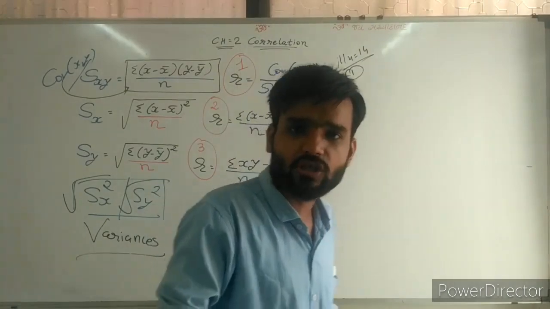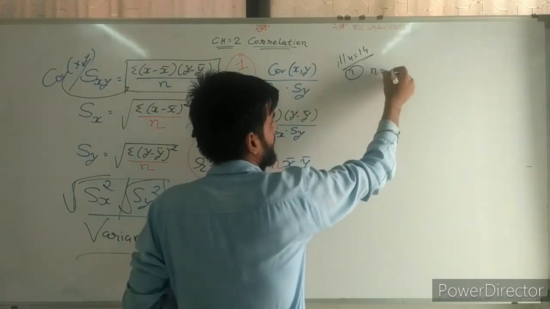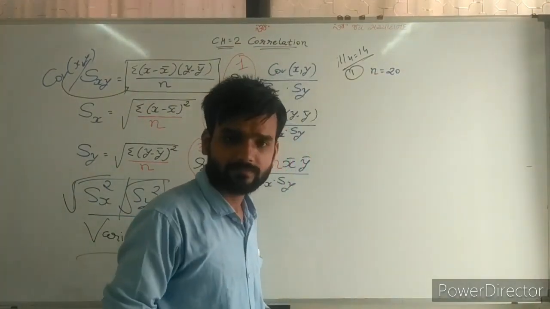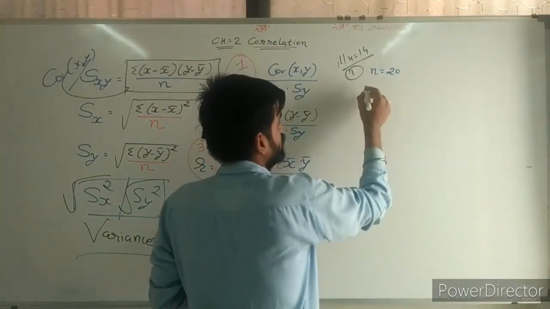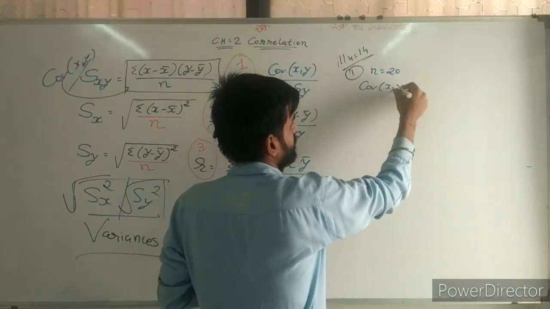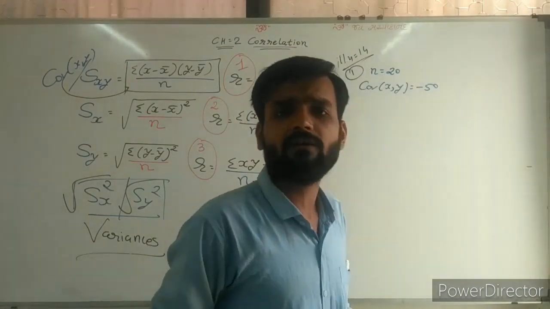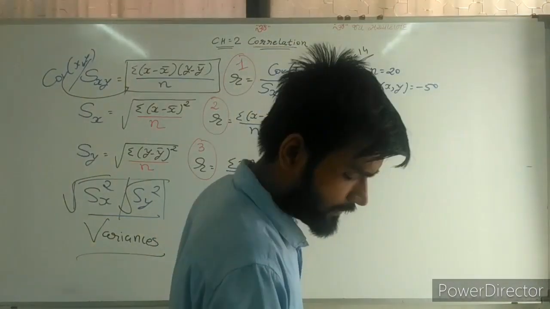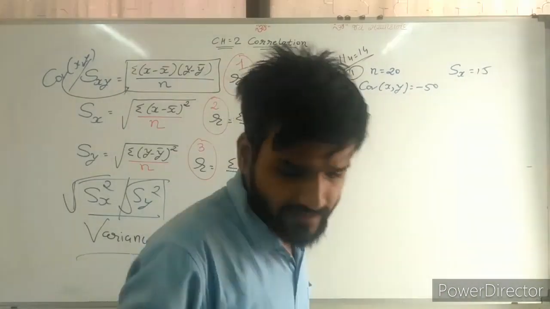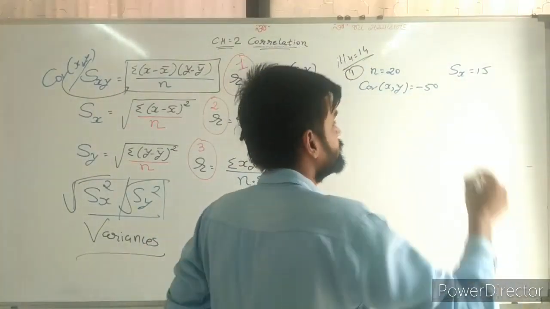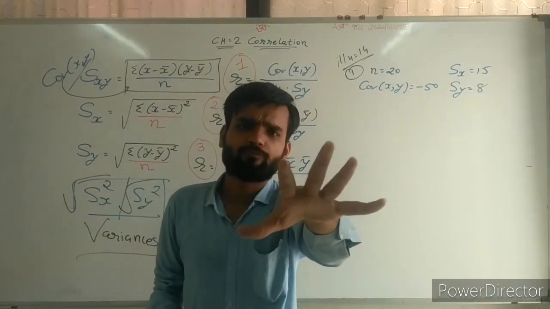Now, what is given in that illustration? I am reading now. N is equal to 20. Second, covariance of xy is equal to minus 50. Next, Sx, the standard deviation of x, is 15. Second, the standard deviation of y is equal to 8. Now this is given to you.